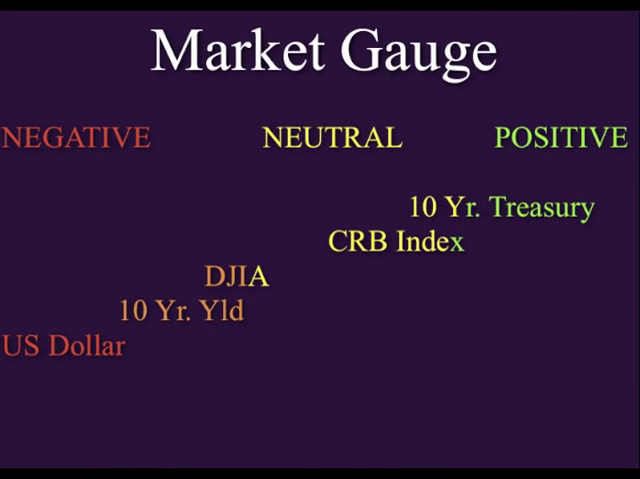And take a look now at our market gauge. The object here is to be as far in the right or positive column as possible, and as far away from the left in the negative column as possible. First place this week came the commodities. We had 5 yellow marks and 1 green mark, so that was mainly neutral.